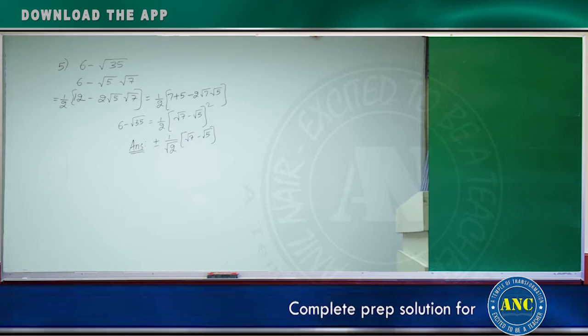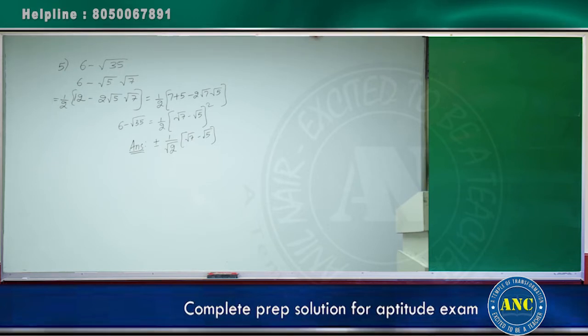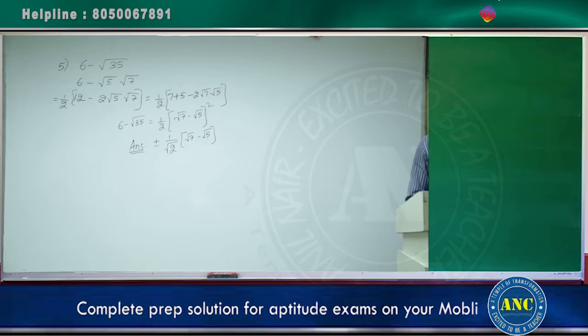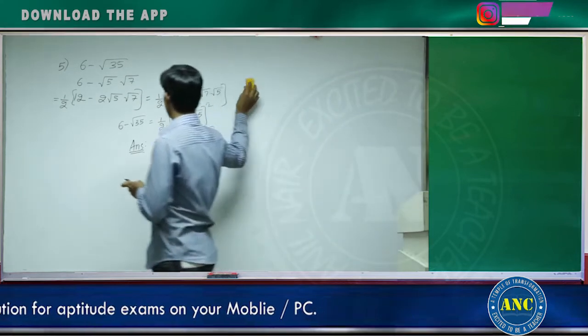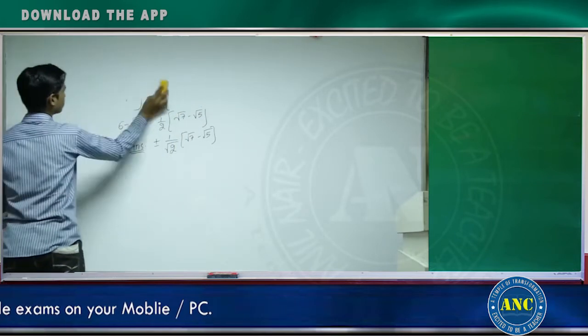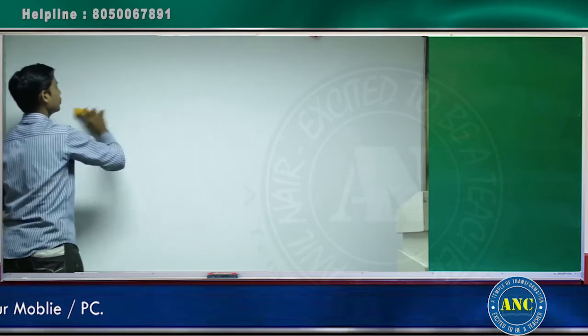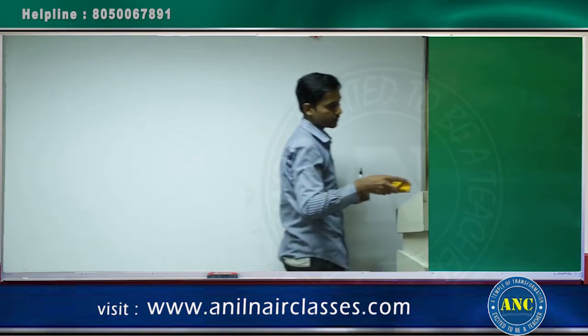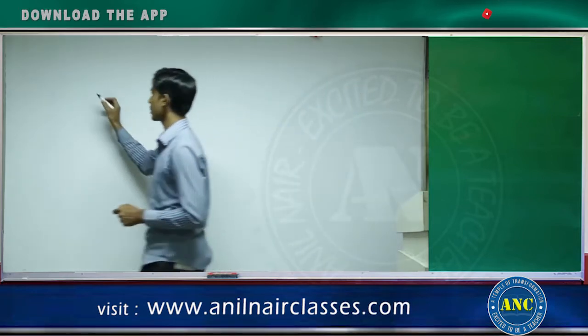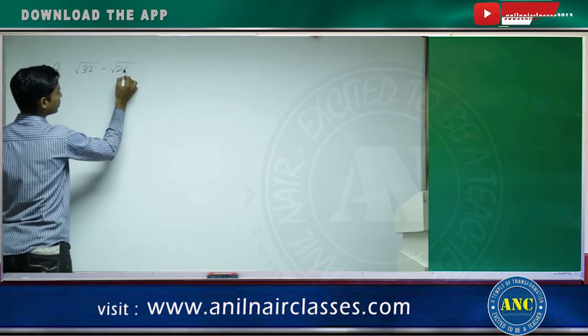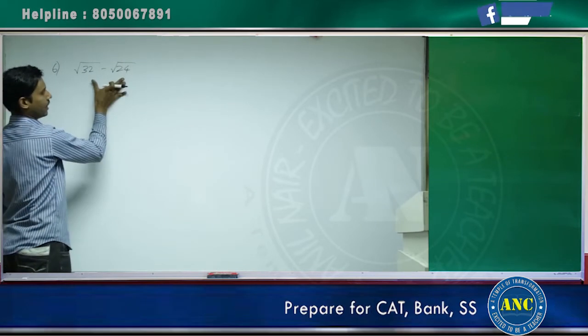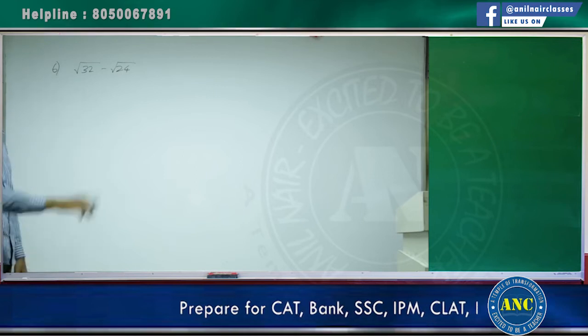Clear, right? Question number 6. Find the square root of root 32 minus root 24. Listen to this carefully. Find the square root of root 32 minus root 24. Root 24 only, right? Yes. This square root I need to find. That means I will first find the value of this, then take the square root at the last step.